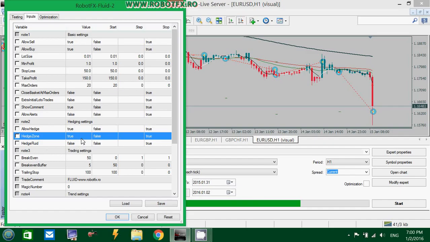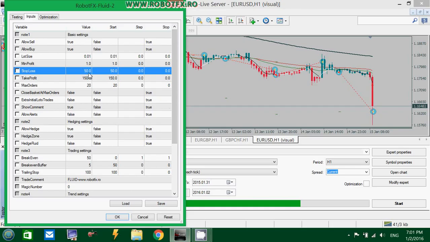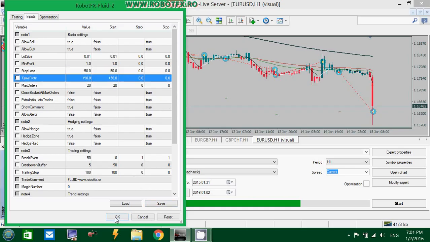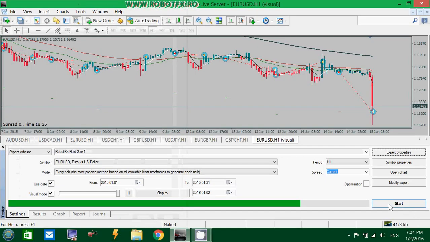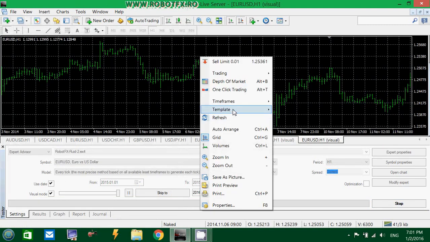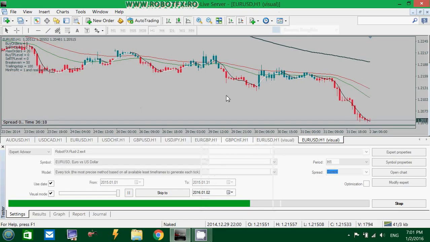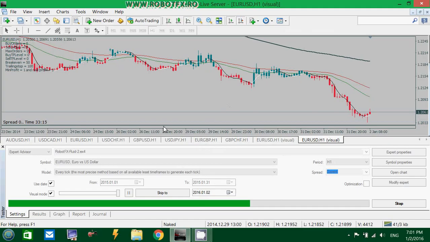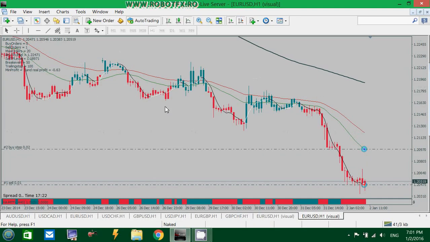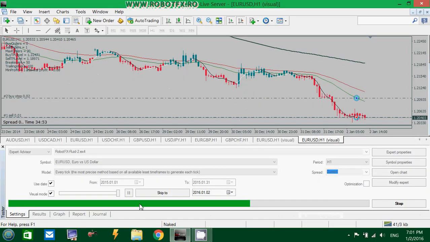Hedge zone set to true. I will explain immediately. We leave everything else, all the other settings, as they were. Stop loss is 50 pips and take profit 150 pips. Start, same 2 weeks, same template so we can see the trend. And break.